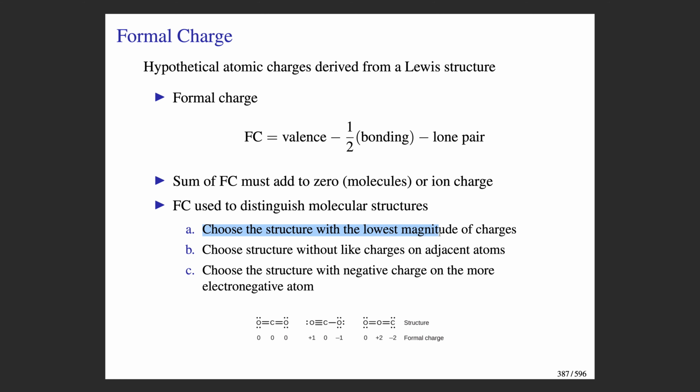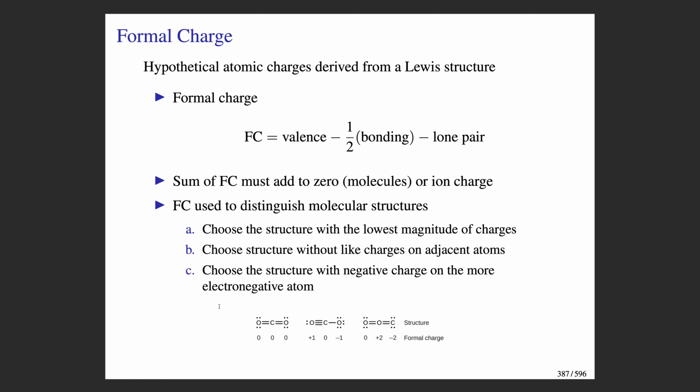And so we want to choose the Lewis structure that has the lowest magnitude of formal charges. We want to choose Lewis structures that don't put like charges on adjacent atoms. For example, you wouldn't want to have 2 + 1 formal charges right next to each other. And then if you've got a Lewis structure involving an electronegative atom, you want to choose the Lewis structure that puts the negative charge on the more electronegative atom. It wouldn't make sense to have a positive formal charge on an electronegative atom.